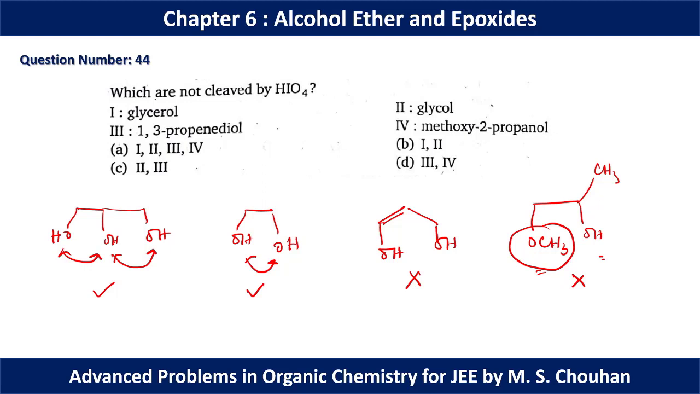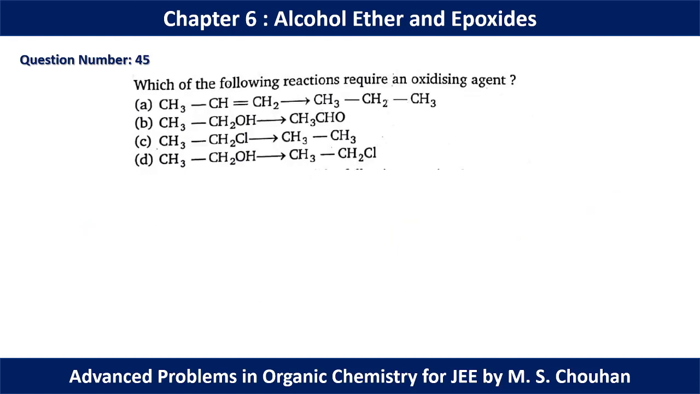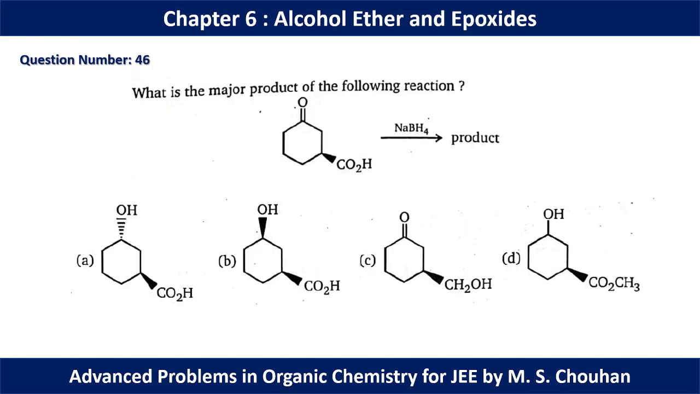So if we compare the options given, then for question number 44, option D will be the correct option, that 3 and 4 molecule cannot be oxidized by HIO4. In question number 45, which of the following reactions require an oxidizing agent? So it is a reduction, so we don't need an oxidizing agent. This is an oxidation reaction from alcohol to aldehyde. So we need an oxidizing agent in this case. So option B is the correct option for question number 45.